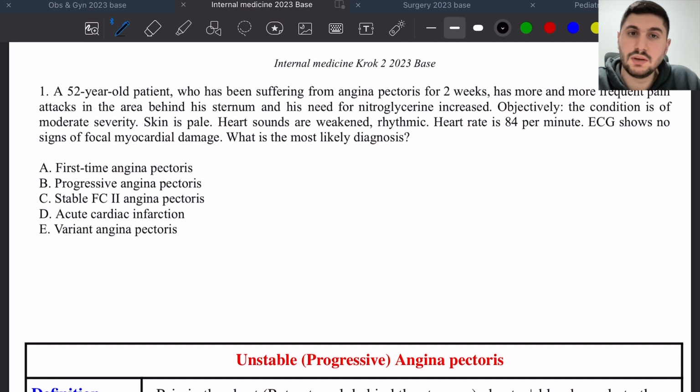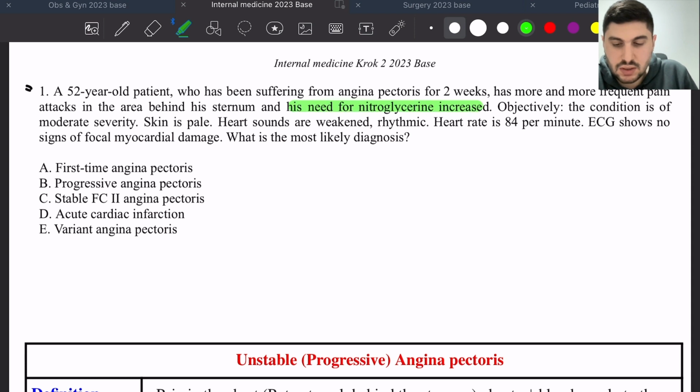In this video we will solve some questions in the internal medicine base. Here we have a 52-year-old patient who has been suffering from angina pectoris for 2 weeks, has more and more frequent pain attacks in the area behind his sternum, and his need for nitroglycerin increased. Objectively, the condition is of moderate severity, skin is pale, heart sounds are weakened, and the heart rate is 84 per minute. ECG shows no sign of myocardial damage. What is the most likely diagnosis?